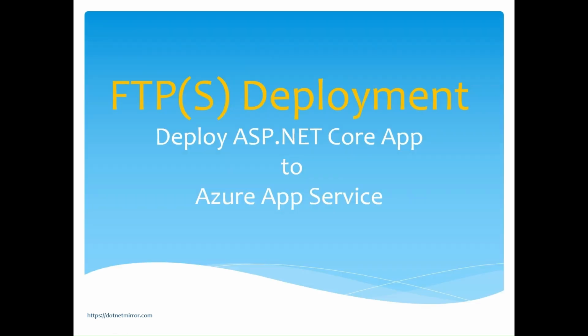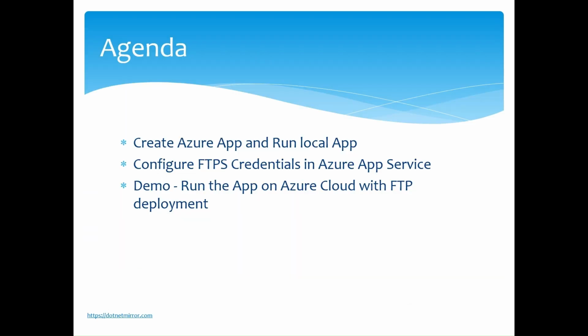Today let's understand how we can deploy an ASP.NET application to Azure App Service using FTPS deployment. In this video, we will create an Azure app and also run the local ASP.NET application. We will configure FTPS credentials on Azure App Service, and using an FTP client, we will deploy this application to Azure.